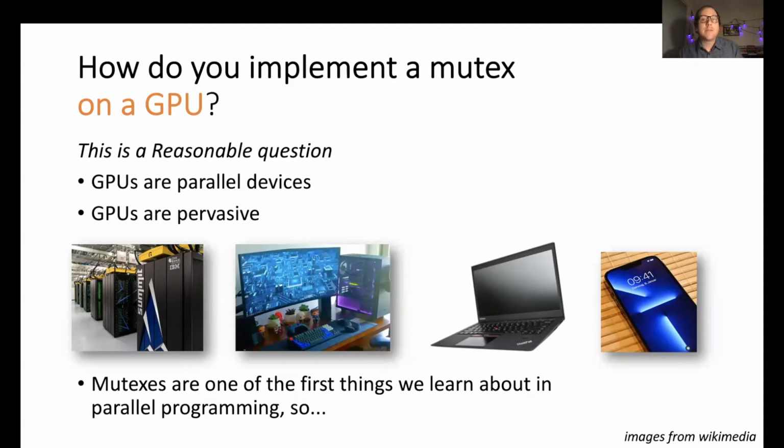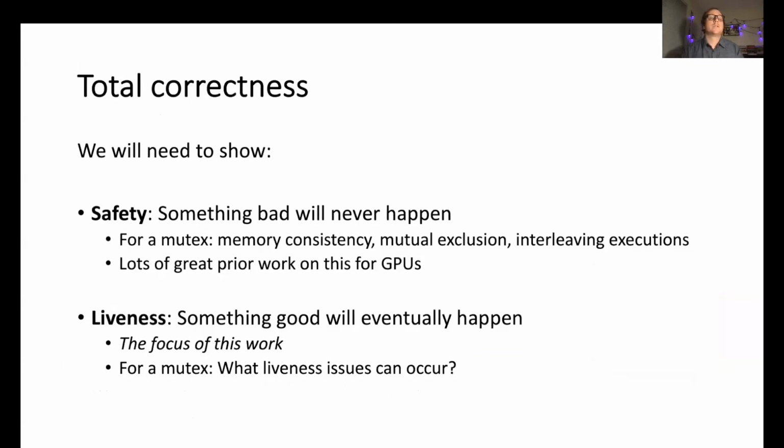If we're going to implement a mutex on a GPU, we're going to have to argue that it is correct. And when I think about correctness, I think of Tony Hoare. Tony Hoare defined total correctness as having two components, safety and liveness. A safety property says that something bad will never happen. For a mutex, this probably considers memory consistency, mutual exclusion, and reasoning about interleaving executions.